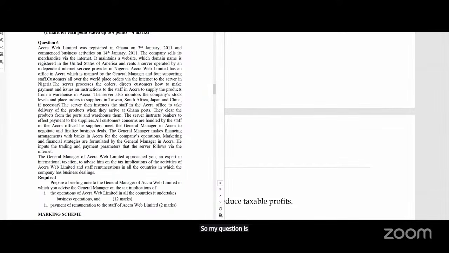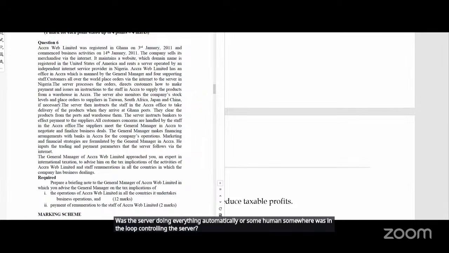So the general manager approached you, an expert in international tax, to advise him on the tax implications of the activities of Accra Web and staff remuneration in all countries in which the company has business dealings. So my question is, where the server is located, is there a PE, or is the PE in Ghana? Look at it carefully. Was the server doing everything automatically, or was some human somewhere in the loop controlling the server?